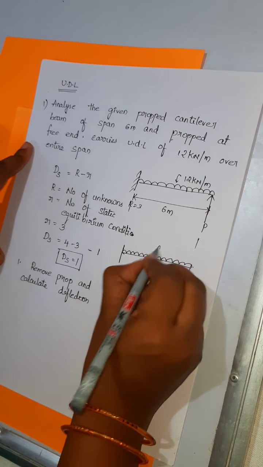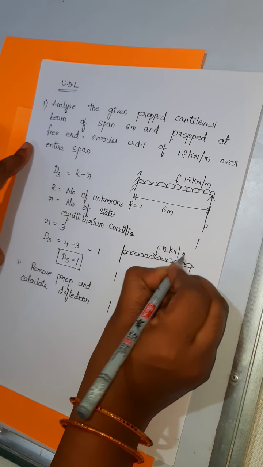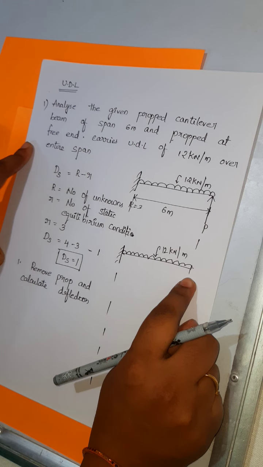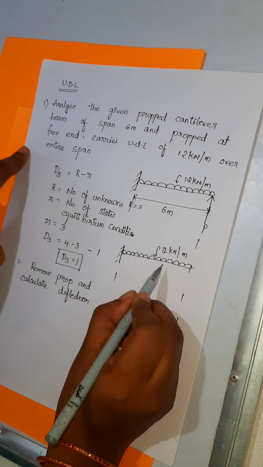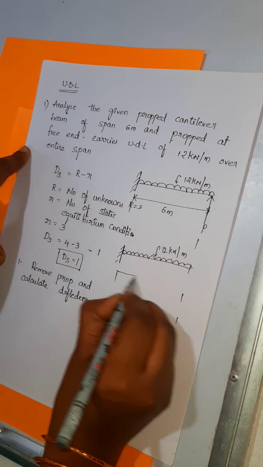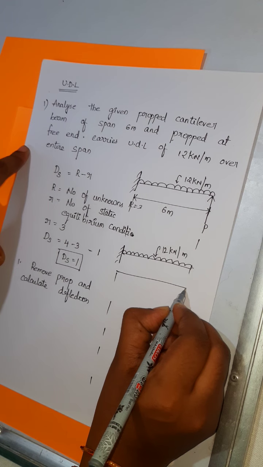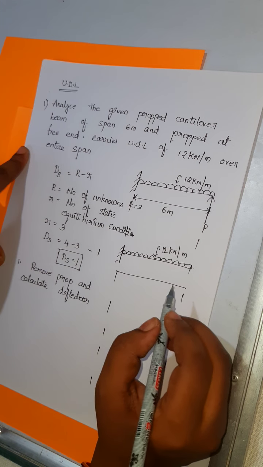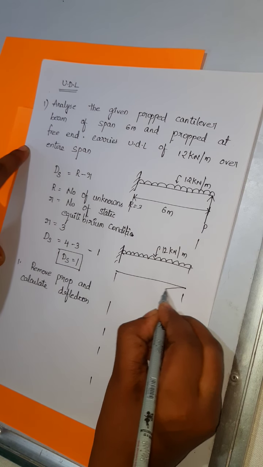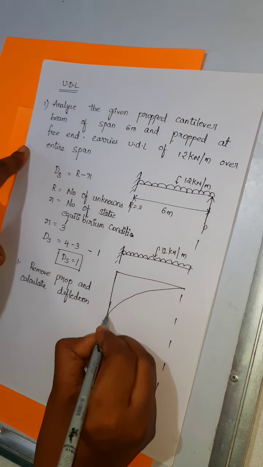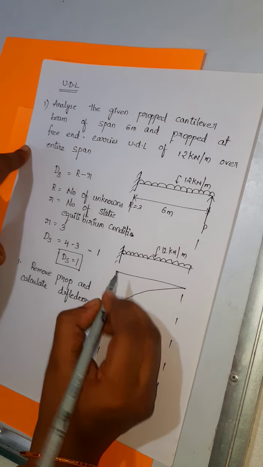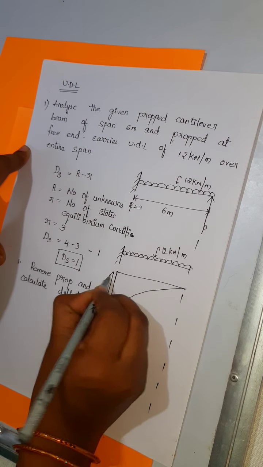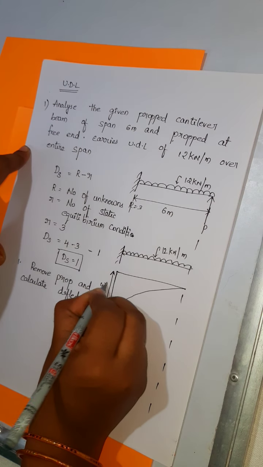Okay, this is my 12 kilonewton per meter. If I remove the prop, I should calculate the deflection for this. What is the bending moment diagram for UDL? I have told you the tabular form in lecture 2, so please check out my lecture 2, the tabular form for different types of loads. For UDL, it will come as a parabola. What is the height of this UDL? The maximum bending moment of UDL is WL square by 2.